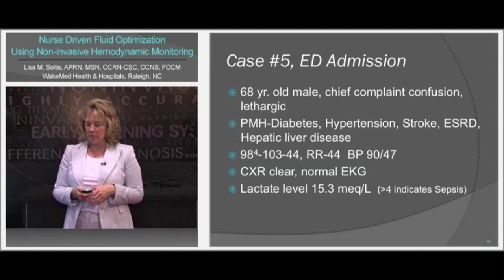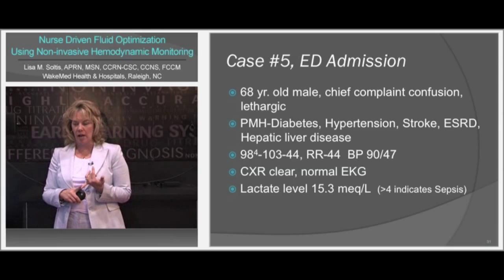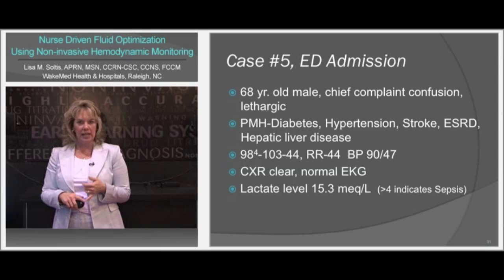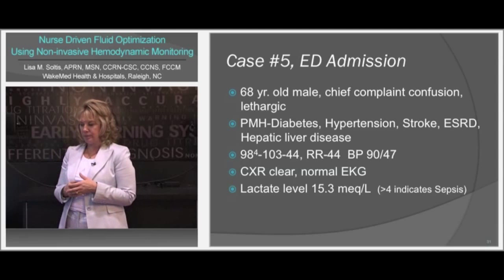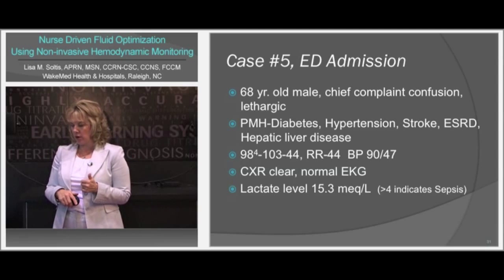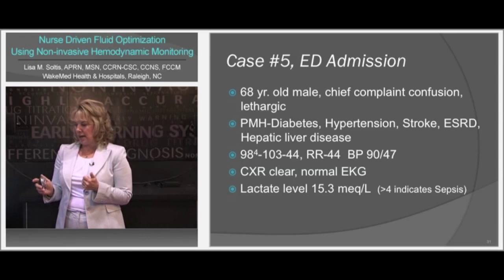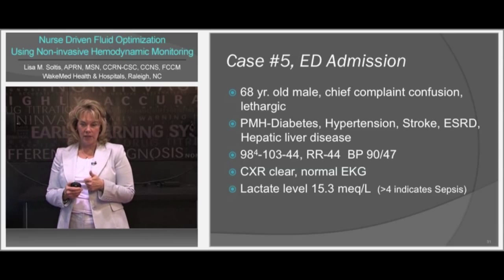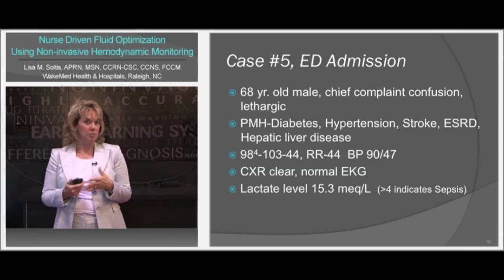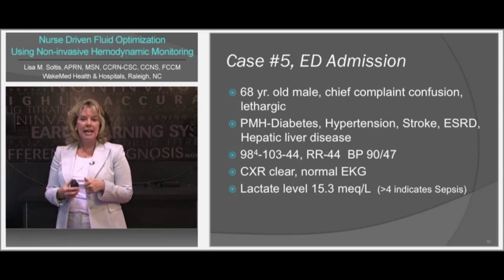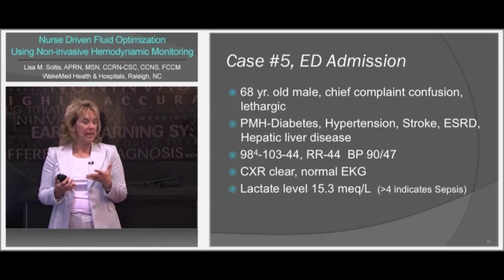Past medical history of diabetes, hypertension, stroke, end-stage renal disease, and he also had hepatic and liver disease. His vital signs: temperature 98.4, heart rate 103, respirations 44, his BP 90/47, so he was hypotensive and his MAP was very low. His chest x-ray was clear, his EKG was normal, so this was not a cardiac problem.